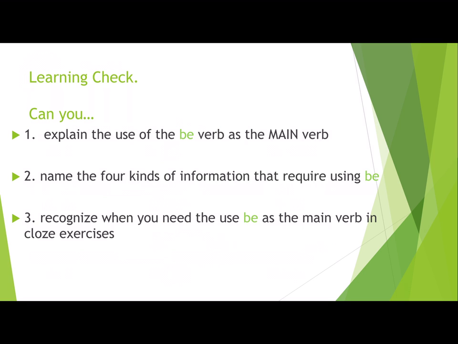Okay, hopefully this video helped explain the use of the be verb as the main verb to describe information about the subject. And it named the 4 kinds of information that require using the be verb. Can you name them? What are the 4 kinds of information? And can you now recognize when you need to use the be verb as the main verb in the close exercises? What information will be there that will require you to use the be verb? Okay, if you're not clear on the answers, go back and review this video. Good luck.